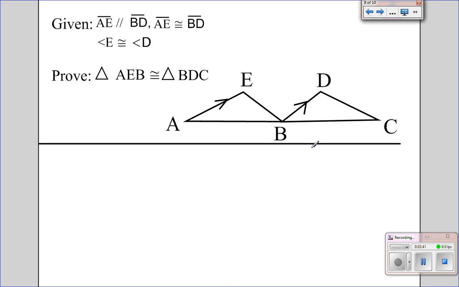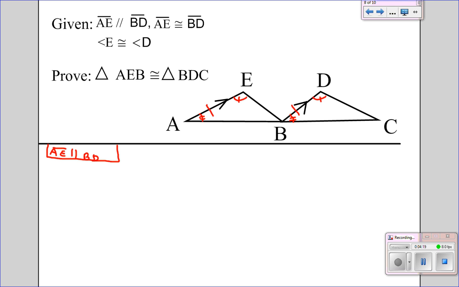All right, so once again, pause the video and try this one out. All right, here we go. Mark up the picture. It already has the markings for the parallel lines. AE is congruent to BD, and angle E is congruent to angle D. Now, if I have a set of parallel lines cut by a transversal, then corresponding angles are congruent. So it looks like I'm going to be able to use ASA because the side is between the angles on this one.